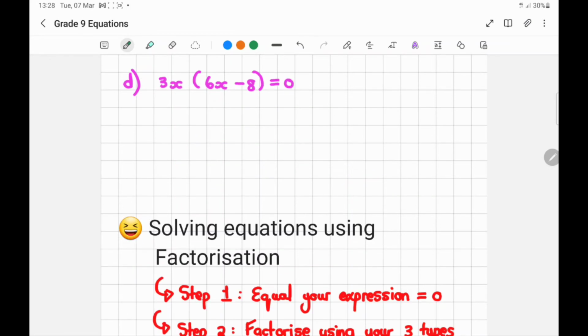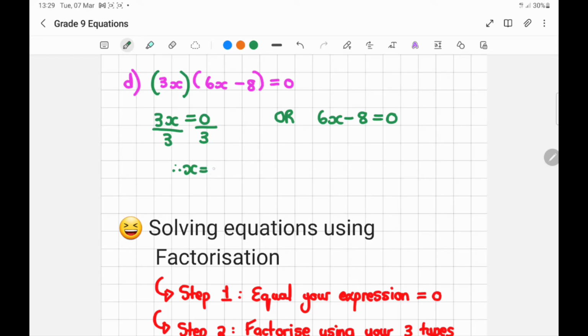All right, and when you've got 3x times (6x minus 8) is equal to 0 as well, even though this isn't in a bracket, you can see it as if it's in a bracket, and then you say 3x is equal to 0, or 6x minus 8 is equal to 0. And then you solve for x, you divide by 3, divide by 3. So this answer always gives you a 0, and over here 6x is equal to 8. Divided by 6 on both sides, thus x is equal to 4 over 3 simplified.